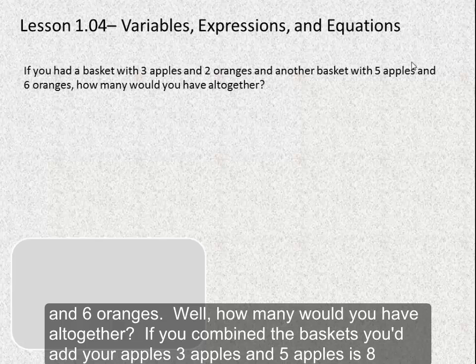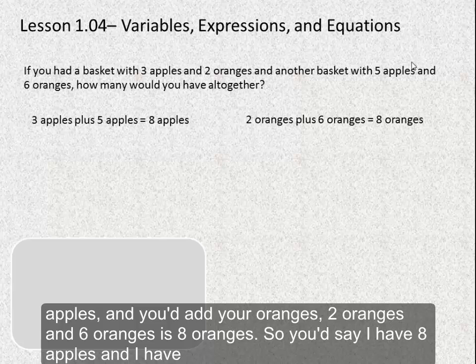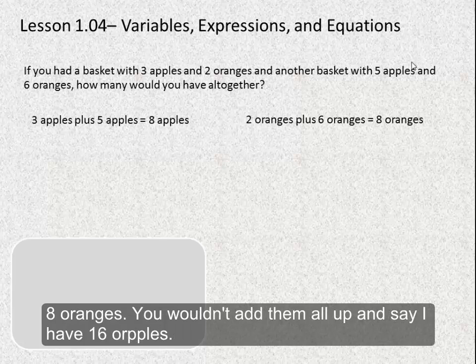If you combined the baskets, you'd add your apples. 3 apples and 5 apples is 8 apples. And you'd add your oranges, 2 oranges and 6 oranges is 8 oranges. And so you'd say, I have 8 apples and I have 8 oranges. You wouldn't add them all up and say, I had 16 orples.